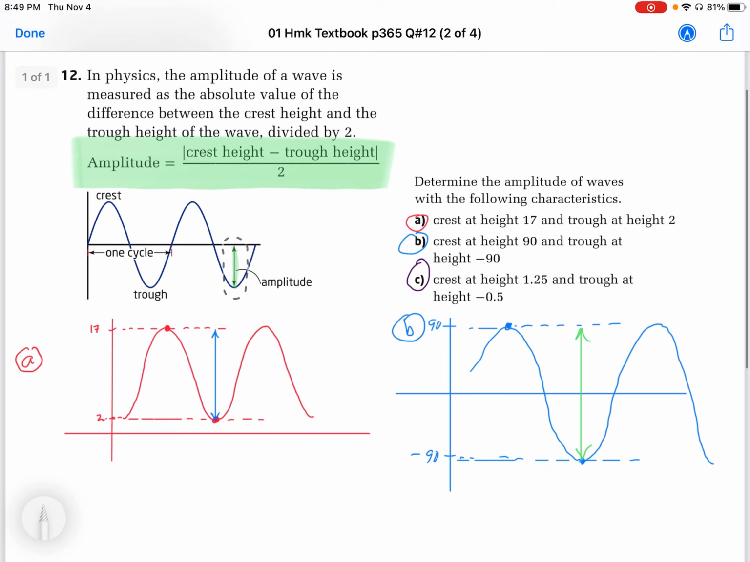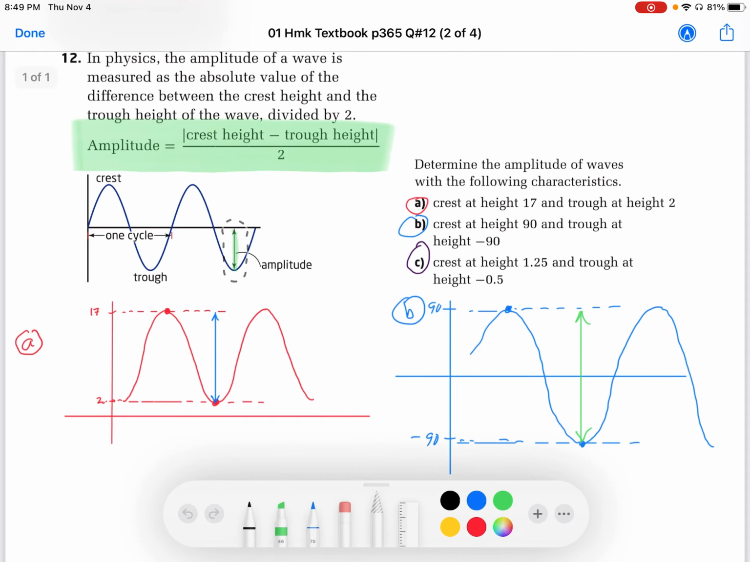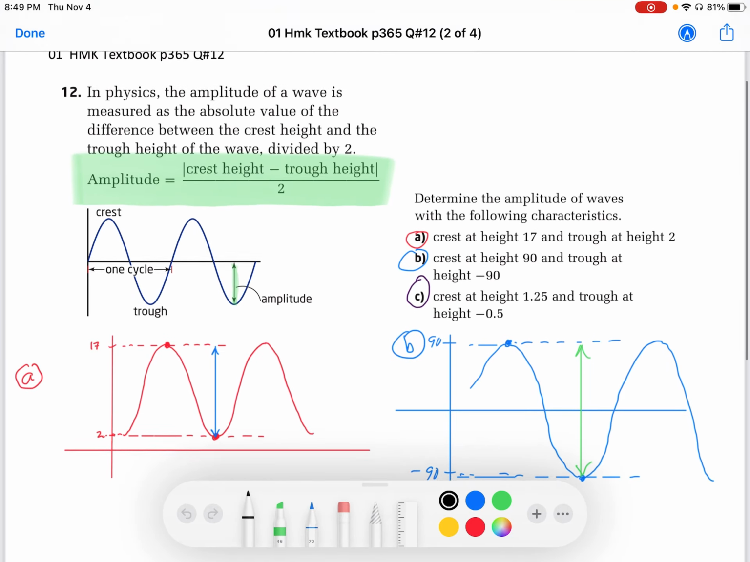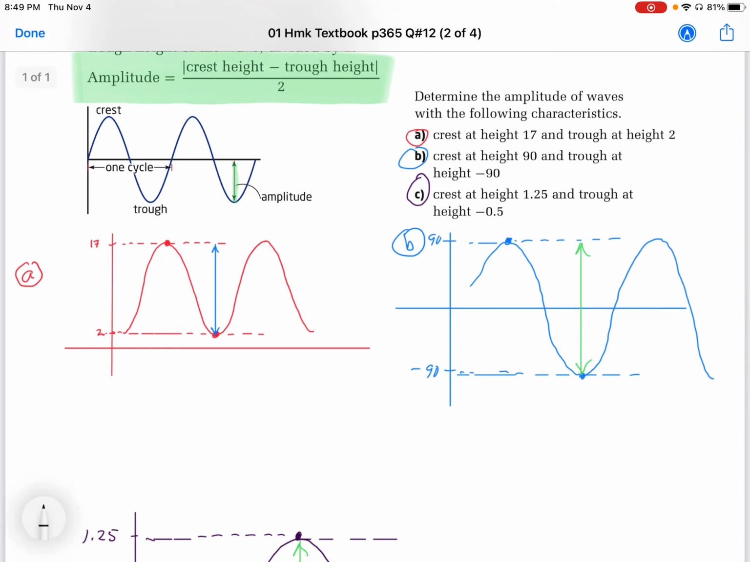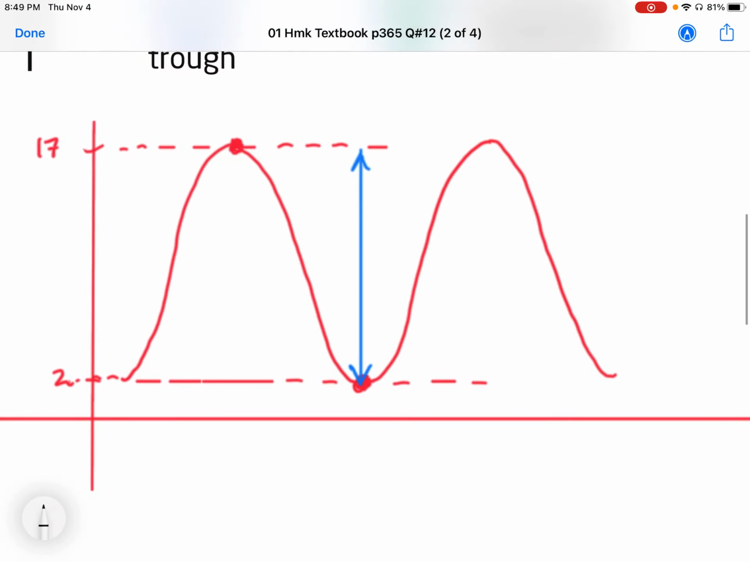Okay, so in question A, it says if you have a crest at a height of 17, a trough at a height of 2, what is the amplitude? So I've drawn the picture here in red. We have the crest at 17, the trough at 2. So to find the amplitude, we're going to do the difference between those two positions, and then take the absolute value and divide it by 2.